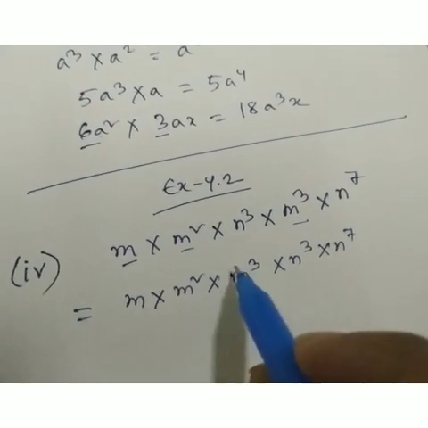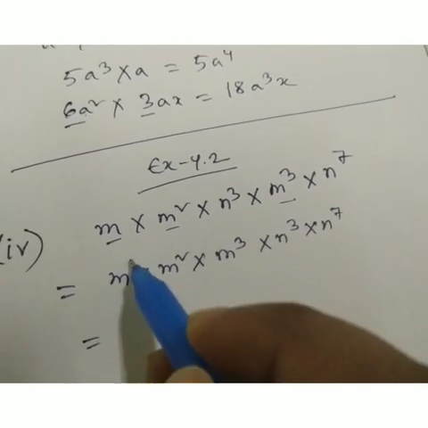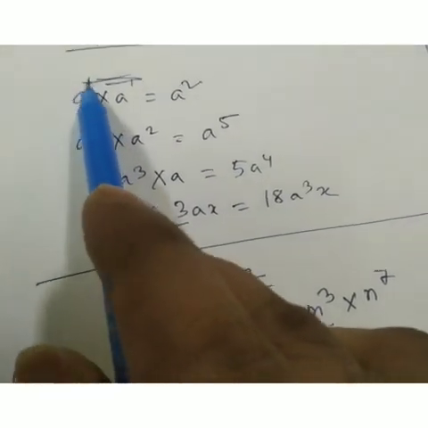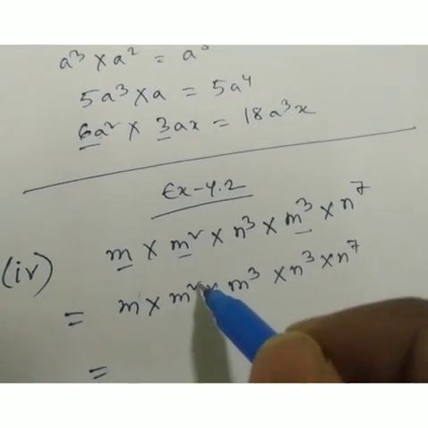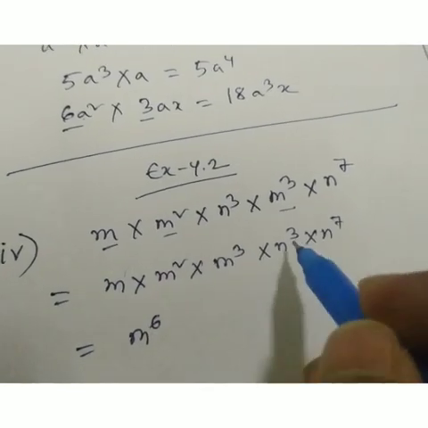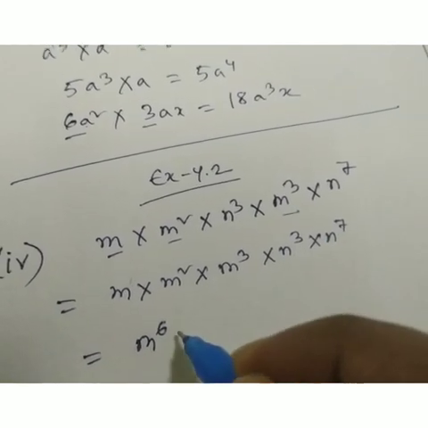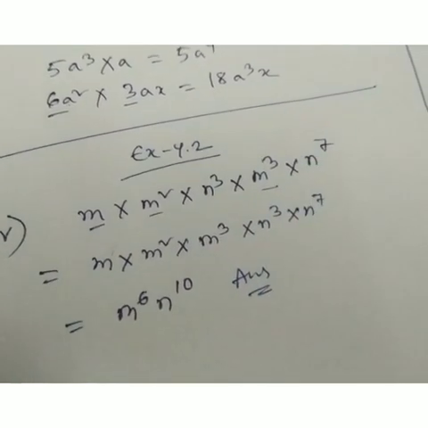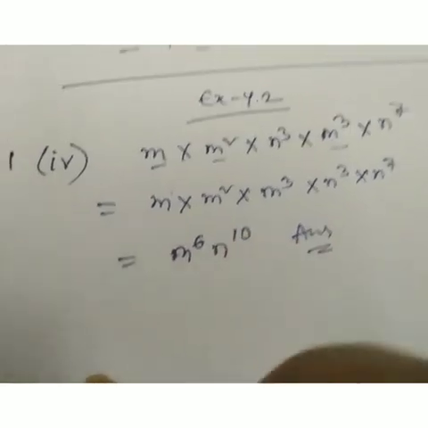If you add all the powers of m, what do we get? Here there is power 1. As I told previously, if there is nothing, we need to consider the power as 1. So m to the power 1. So 1 plus 2 is 3, 3 plus 3 is 6. So finally we get m to the power 6. Then n, if we add the powers of n, 3 plus 7, 10. So it becomes n to the power 10. So the answer is m to the power 6 into n to the power 10. That's it.